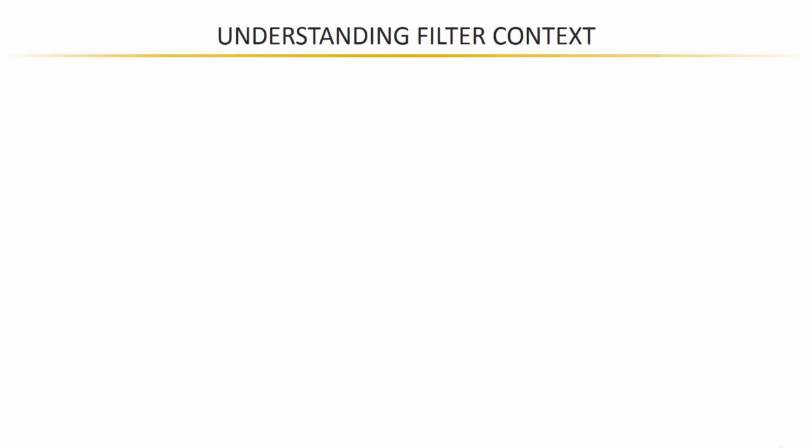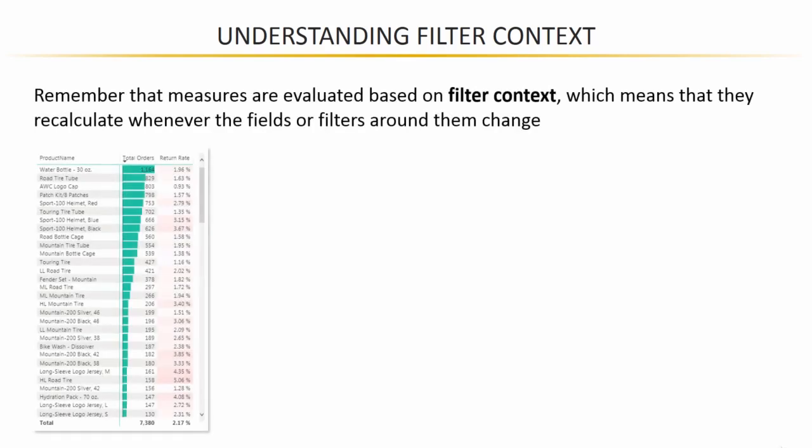All right, so we've talked quite a bit about filters in the context of our data model and how filter context can transmit through table relationships. But now we're going to talk about filter context and how it impacts DAX measures. So remember the definition of a measure. It's evaluated based on filter context, which means that those measures recalculate whenever the fields or filters around them change.